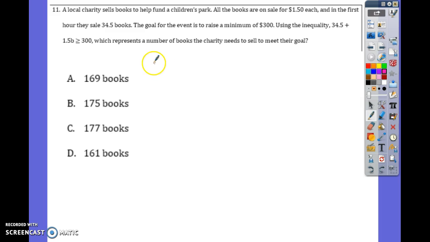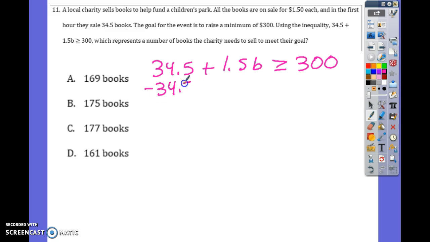So let's write the inequality. We have 34 and 5/10 plus 1 and 5/10 B is going to be greater than or equal to 300. So in order for us to know which number represents the number of books the charity needs to sell to meet their goal, we are going to need to solve this inequality. First thing we're going to do is remove our constant. We have a positive 34 and 5/10, so we are going to need to subtract 34 and 5/10 from both sides.